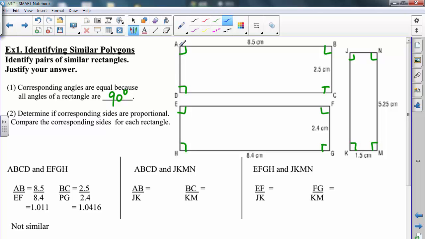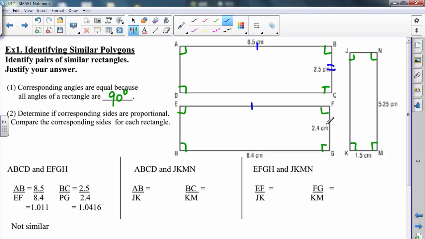If we want to look at the rectangle ABCD and the rectangle EFGH, if we want to determine if they are similar to each other, we know their corresponding angles are the same. We need to look at if their corresponding sides are proportional. So we will see side AB corresponds to side EF. So I use 8.5 centimeters and 8.4 centimeters to make a ratio. 8.5 to 8.4. I change this ratio to a decimal. This decimal is approximately equal to 1.011.